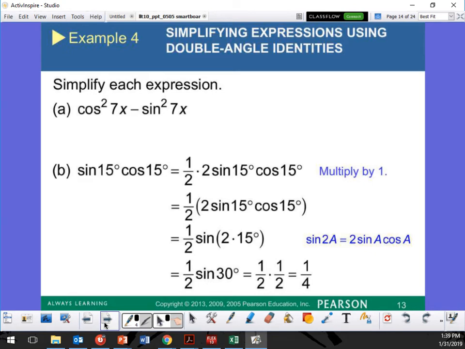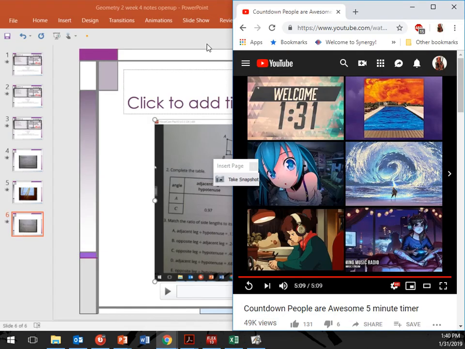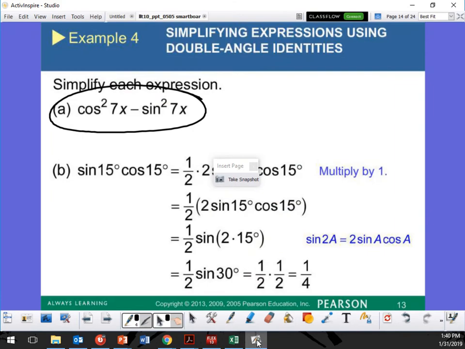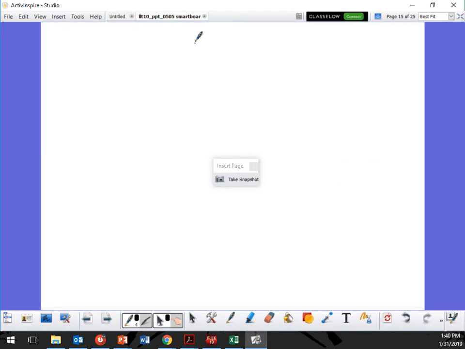All right, so now this says simplify this expression. I forgot to delete the slide. Okay, so I'm going to transfer this over to a new slide. Insert page. So it's cosine squared 7x minus sine squared 7x equals 11.